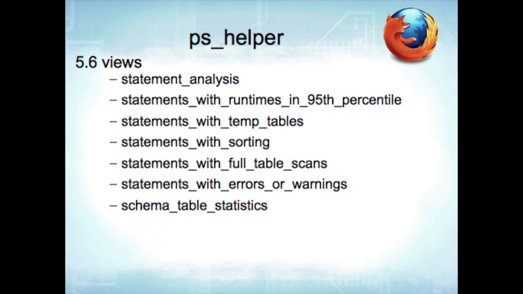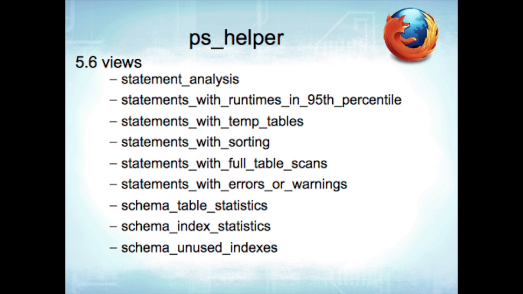Schema table statistics, so you can get information on indexes that are used and how often they're used, I think. That's index statistics, and then also table statistics. Unused indexes. It's very hard to know if an index is not used. Well, now you know.